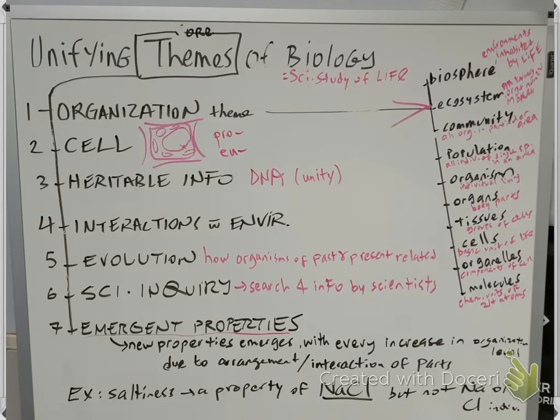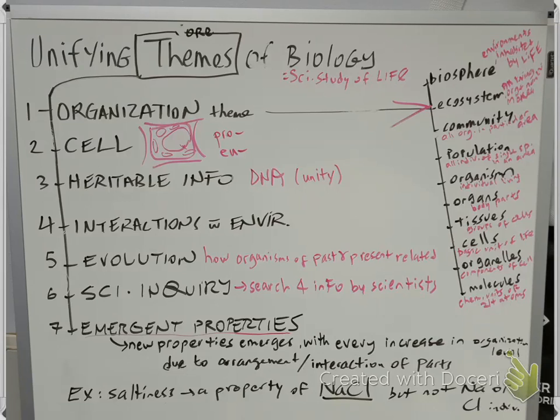Now let's talk about the organizational theme a little further. So what is each of these items in the organizational theme? Biosphere is the environment inhabited by life. The next, ecosystem, is all living organisms and non-living components together in an area. And community is all organisms in a particular area.